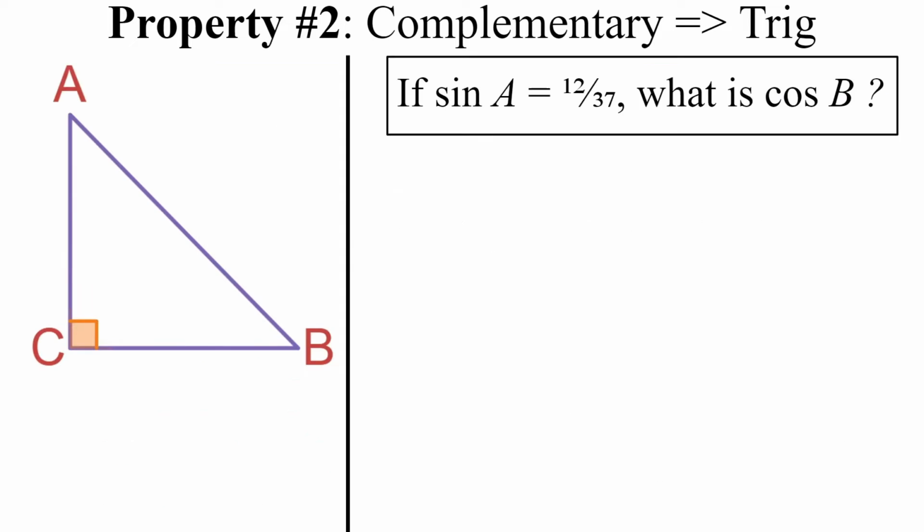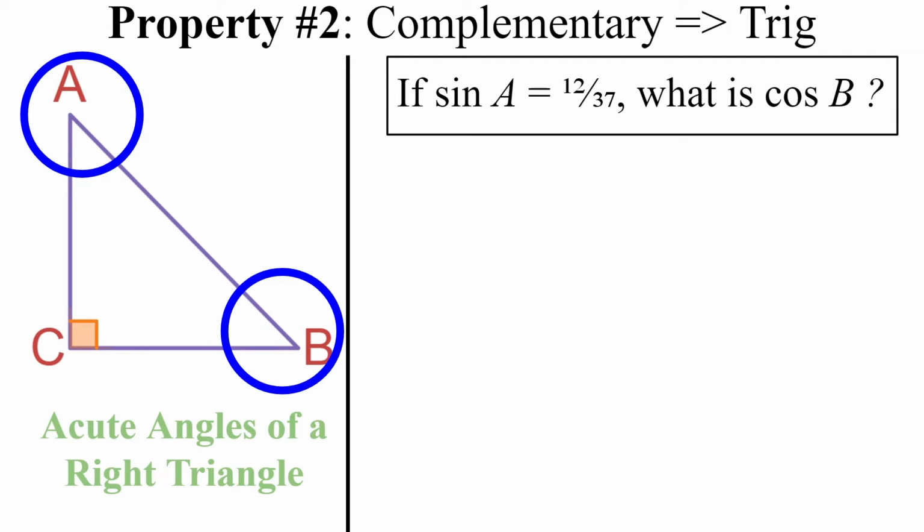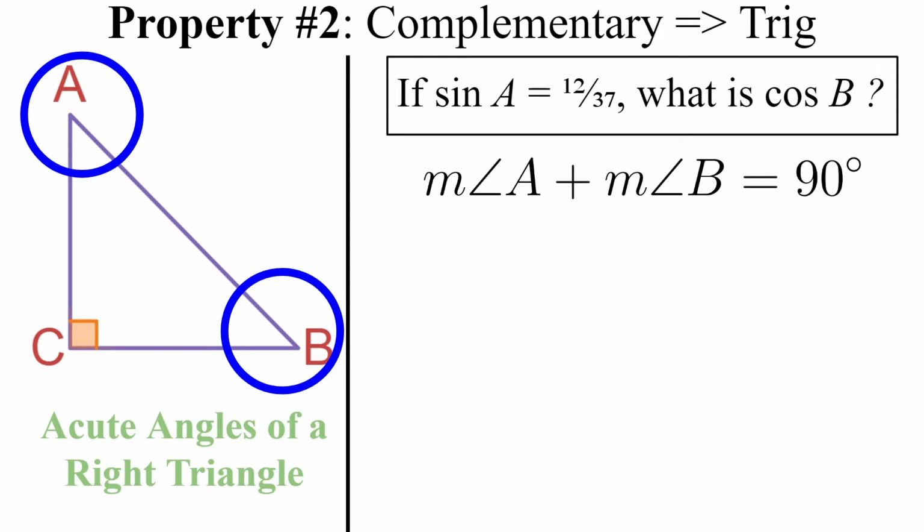All right, so 2 problems on this. Well, I look at this picture, and I see angles A and B add up to 90. These are acute angles of a right triangle, like we talked about at the beginning of the video. So I'm going to write that down just for the heck of it. It's not really relevant. And since they add up to 90, the sine of one angle must be equal to the cosine of the other.